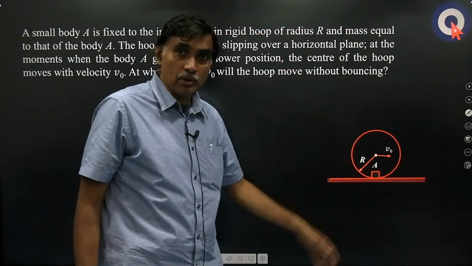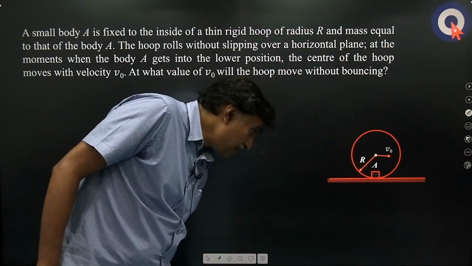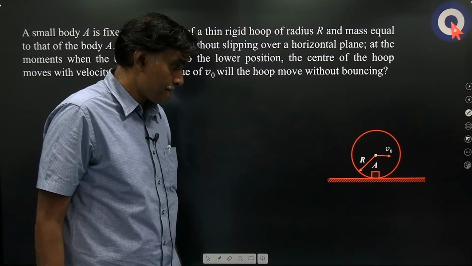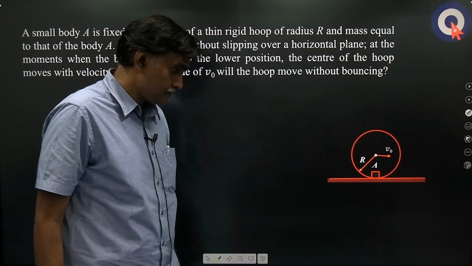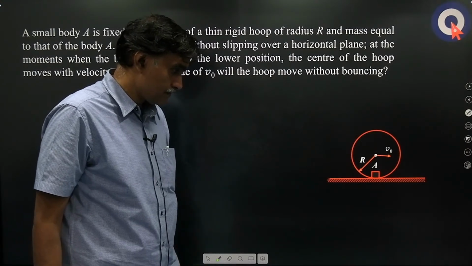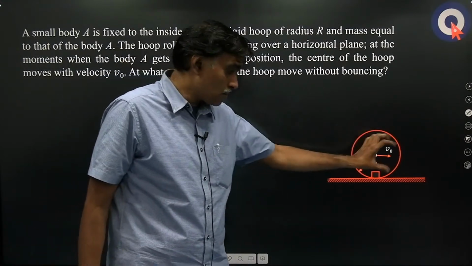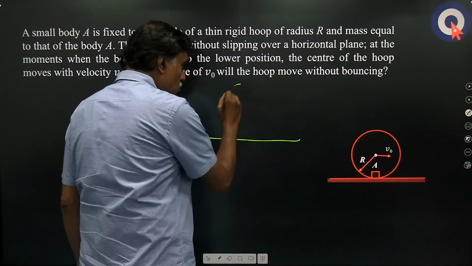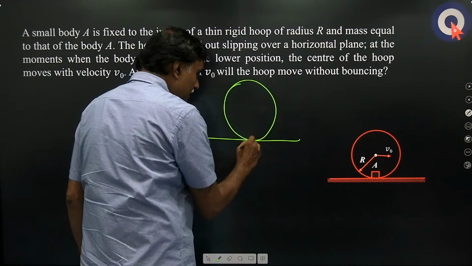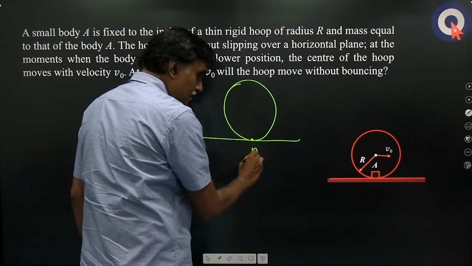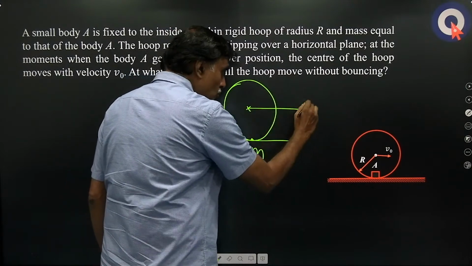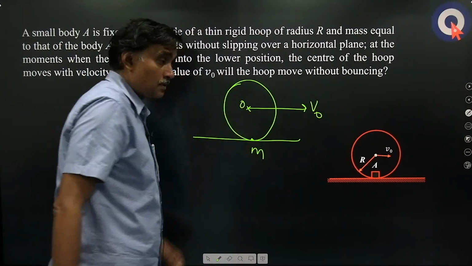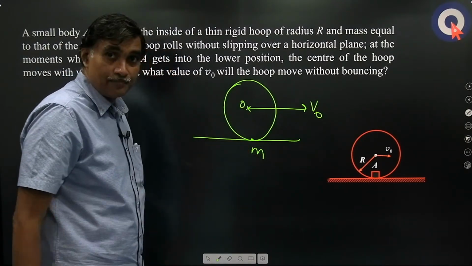Now, these are rolling problems. Okay. Anyone, did you complete? Okay. So, these are rolling problems. Now, this is a hoop. Hoop means circular ring, and there is a particle fixed to the bottom of the ring initially. At that instant, the velocity of the center of mass of the hoop is V naught. Hoop and that particle have the same mass. Okay.